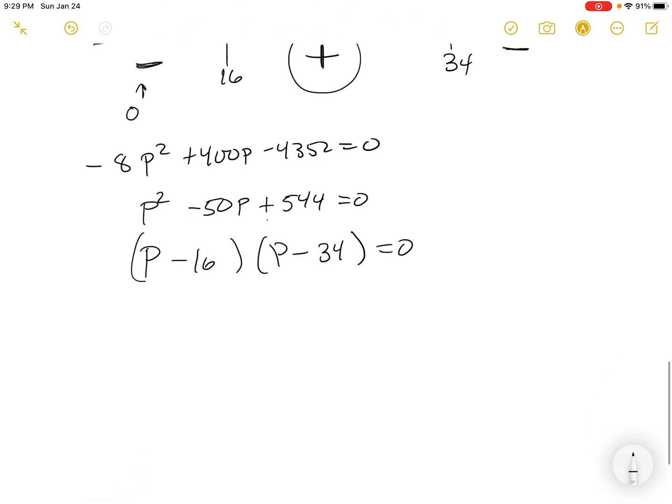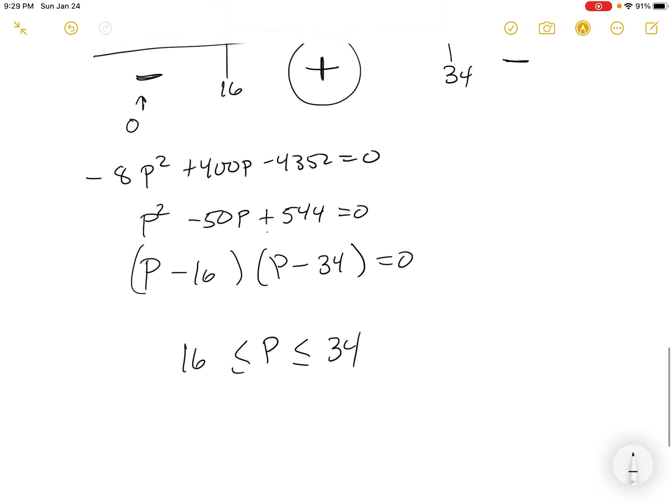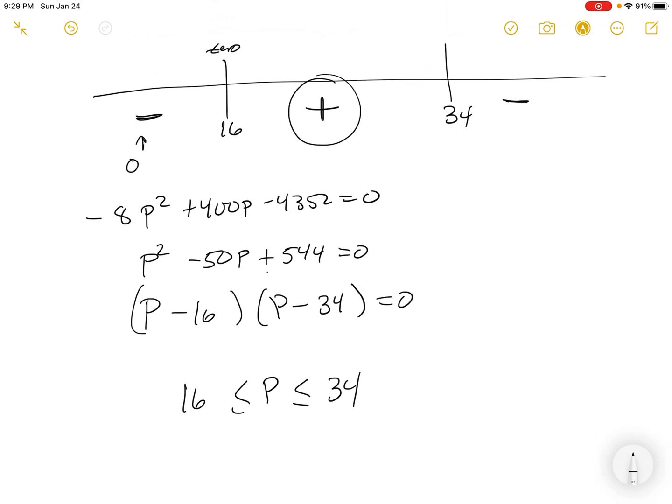So the price that you should charge, and they'll have it set up this way, they'll have a maximum and minimum, is between $16 and $34. That would keep your revenue above $43.52. If you charge a price outside of that range, it's going to lower your revenue below $43.52. But pretty heavy concept just being dropped in there.